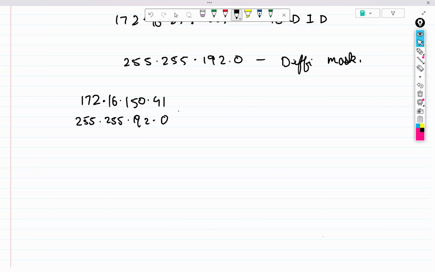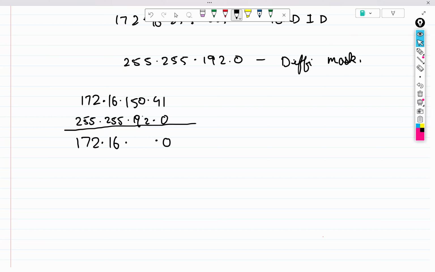So let's start. Here is an IP address and here is the address mask. Our task is to find out the subnet ID and the broadcast ID for this particular IP address. So let's do that. We know that to find out the network ID, all we need to do is wherever there is 255, write down that value, 172.16, and wherever there is 0, write down 0. Now, the third octet in the address mask is 192, correct? It is 192.